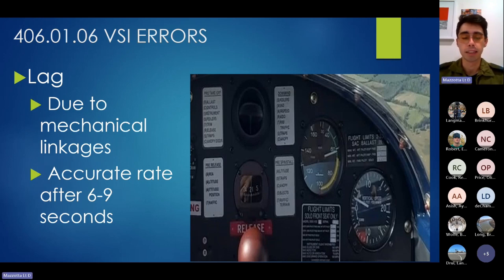This instrument is actually very important for us as pilots for our flight management and our decision making, especially in the glider since we don't have an engine. So it's one of the instruments that we rely on the most, along with the altimeter. It's definitely the one that you want to pay a little bit more attention to.